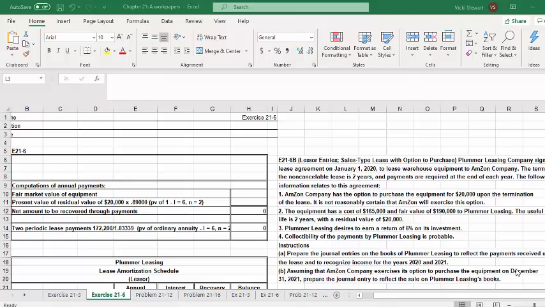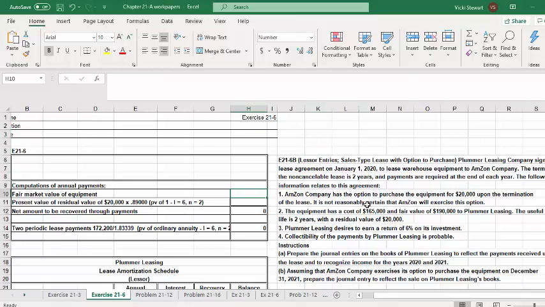So we know that this is a sales type lease because, for one thing, it is a non-cancelable lease for 2 years, and the useful economic life of the equipment is 2 years. So it meets the criteria for a sales type lease just because the lease term is over 75% of the useful economic life of the equipment. And Plummer is the lessor, and we're going to be concentrating on recording the entries for them as the lessor. So first we need to determine what the payments will be.